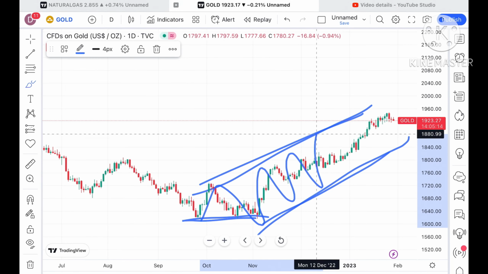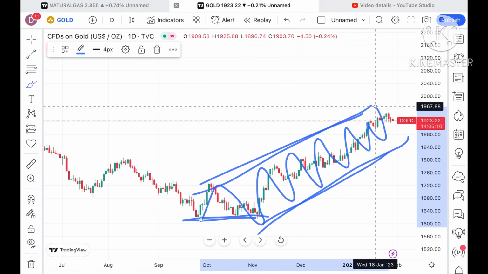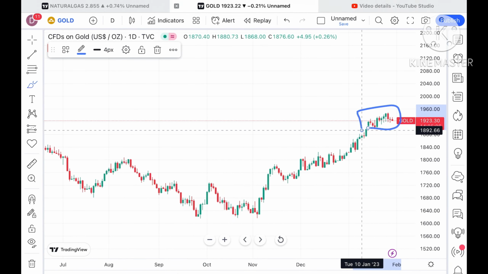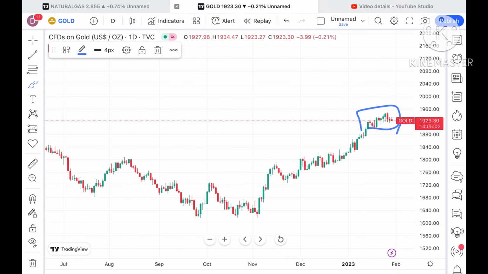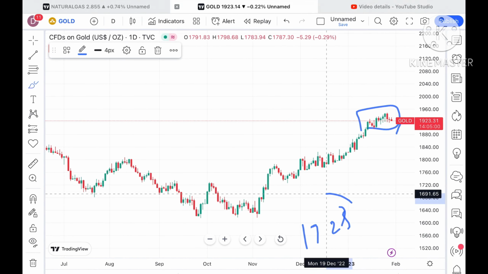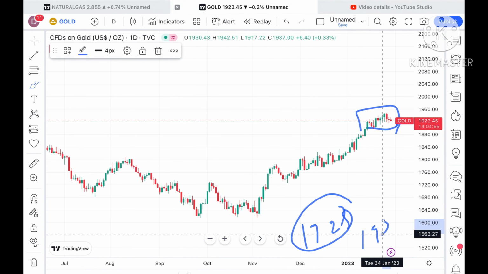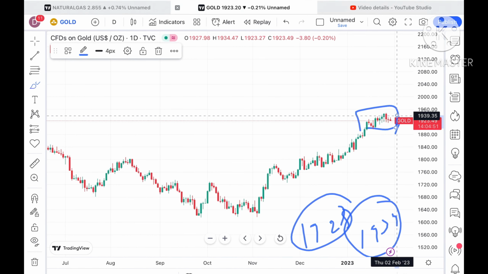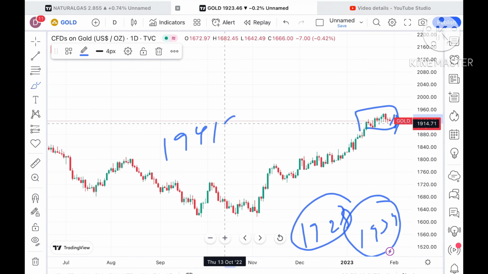Okay, now it is moving in ascending order, but it is also quite volatile. Now it is moving in this particular zone, so I suppose if this level sustains, we can see it move towards a level of around $1928, and from there it can cross a level of 1934. This 1934 is a weak resistance, so chances are high it can move further upside and touch a level of around $1941.